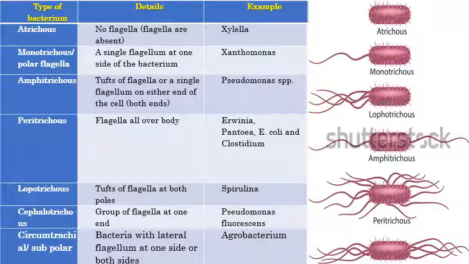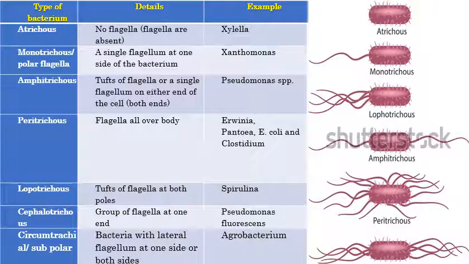Now we will start with atrichous. Atrichous means no flagella, or flagella are absent. Here we can see the diagram on the right side; there is no flagella present. The example is Xylella. Then monotrichous or polar flagellum. Monotrichous means only one flagellum is present at one end of the bacterium. The example is Xanthomonas.